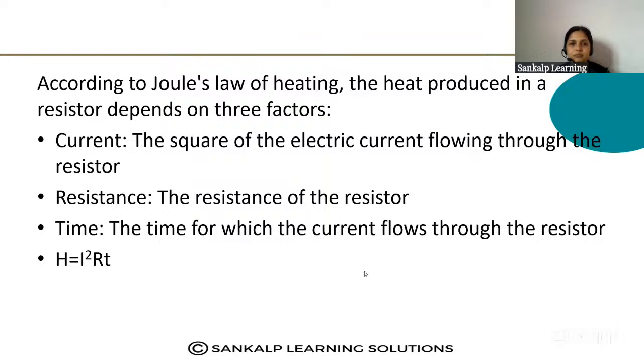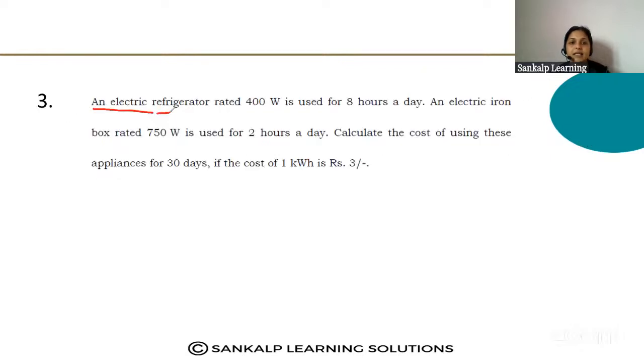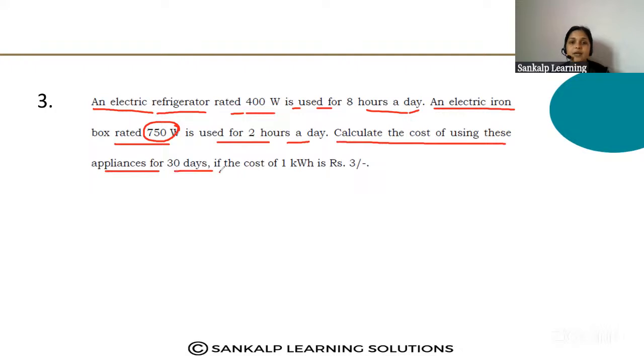Next question. Yes, read the question properly. An electric refrigerator rated 400 watt is used for 8 hours a day. An electric iron box rated 750 watt is used for 2 hours a day. Calculate the cost of using these appliances for 30 days if the cost of 1 kilowatt hour is rupees 3.